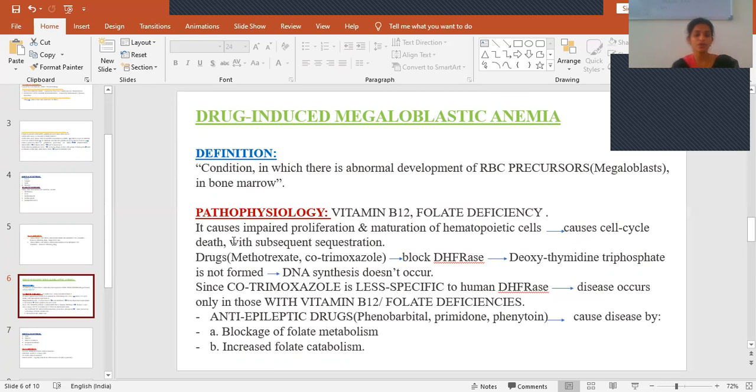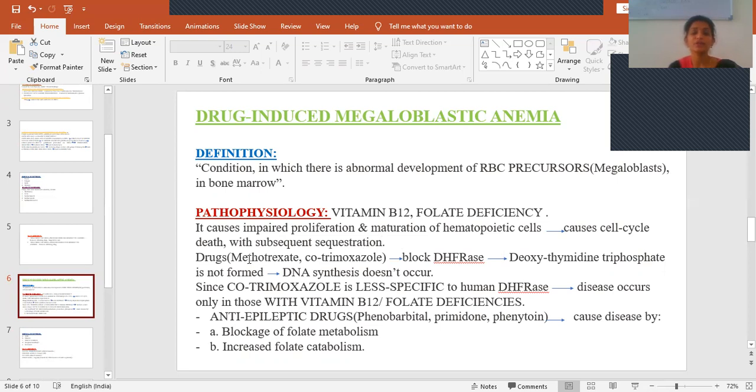So what does it do? It causes impaired proliferation and maturation of hematopoietic cells, and causes cell cycle death. Because of this impaired proliferation and maturation, the cell cycle will not take place properly, and its subsequent sequestration also will not take place.